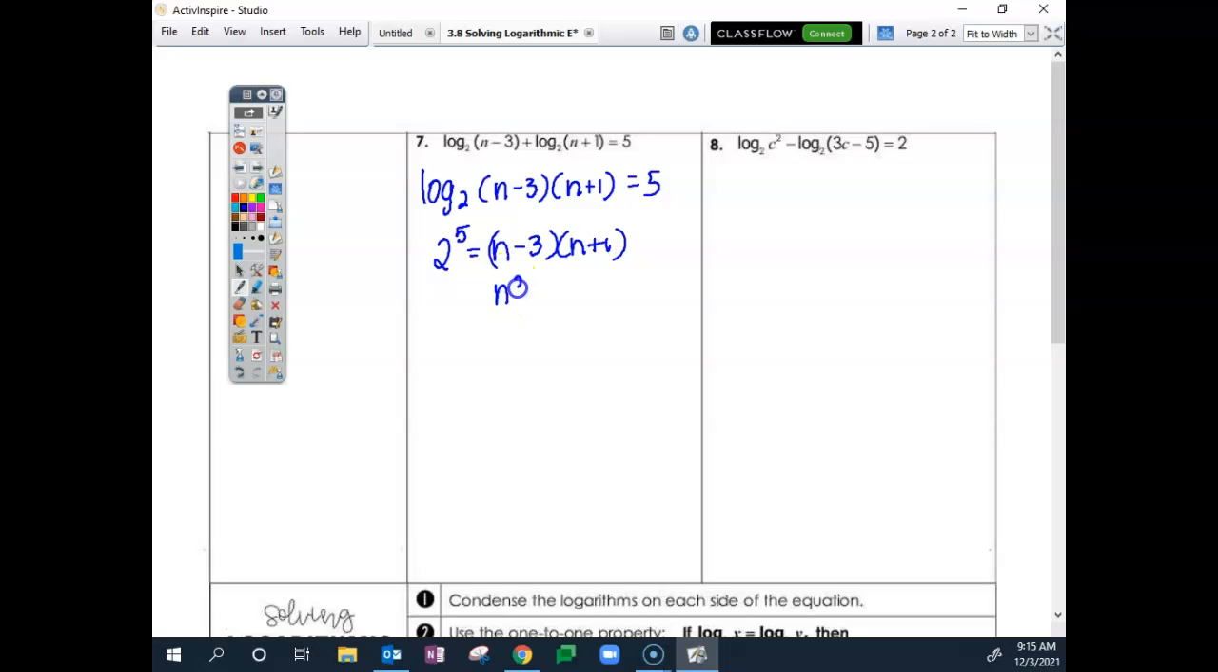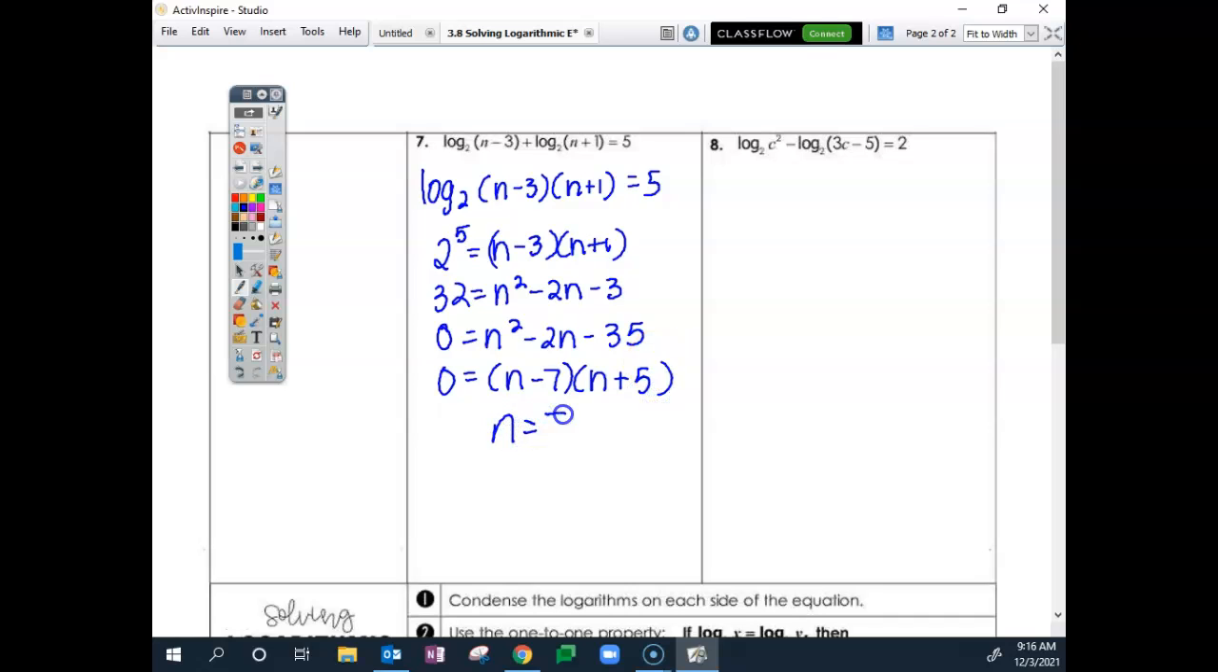N times n is n squared. Minus 3n plus 1n is minus 2n. Minus 3. 2 to the 5th power is 32. Now what? Subtract the 32 because we want it equal to 0. So 35, my friends, we only have two sets: 1 and 35, 5 and 7. So it has to be 5 and 7. I want the 2 to be negative, so it's minus 7 and plus 5, which makes my n's a 7 and a negative 5. What's the negative 5 going to do? It's going to make them negative, so my only answer is going to be 7.